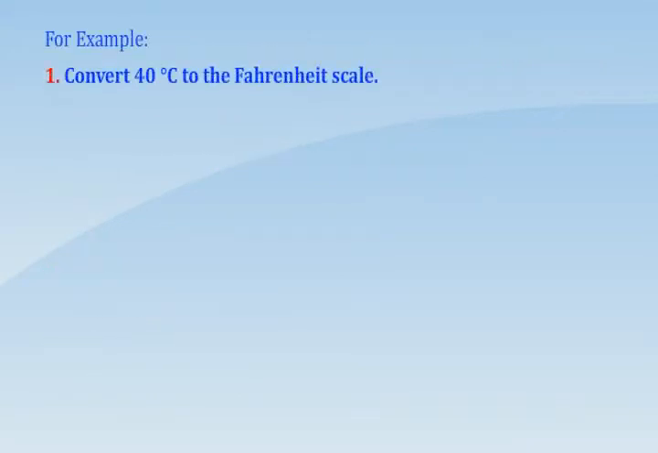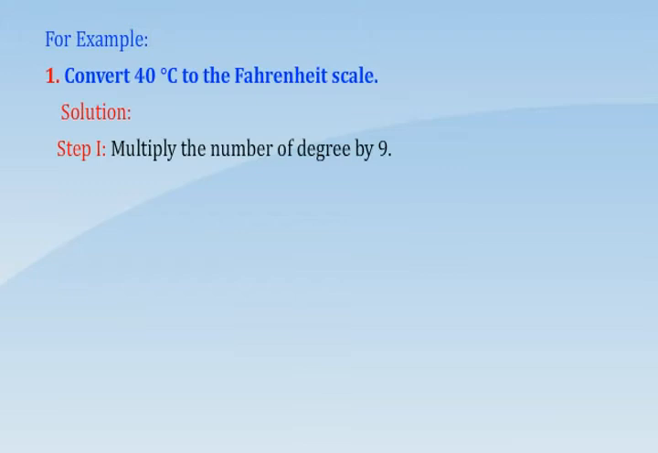For example, convert 40 degrees Celsius to the Fahrenheit scale. Solution. Step 1. Multiply the number of degrees by 9. 40 degrees into 9 is equal to 360 degrees.